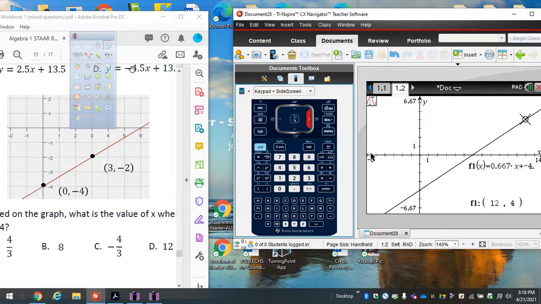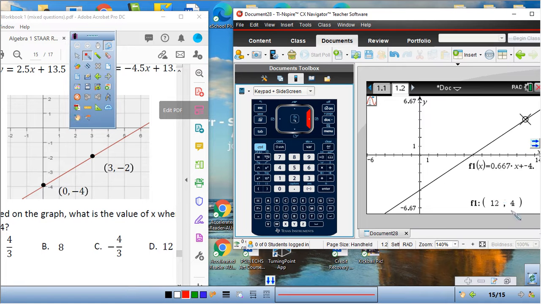Ooh, when y is 4, x is equal to 12. That stuff is easy. Come on, give me something a little more difficult. That's what you should be saying.